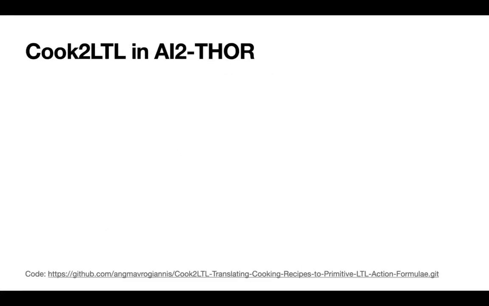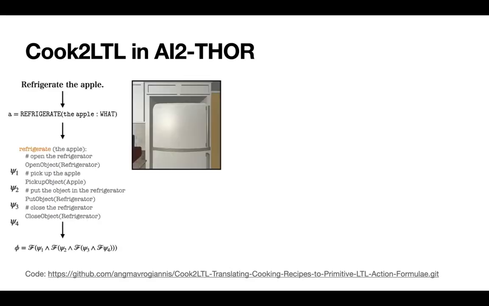We showcase our Cook2LTL system in a simulated AI2-THOR kitchen environment on a set of 4 simple cooking tasks. Here, we demonstrate the task of refrigerating an apple. We adapt the prompt, example functions, and the set of admissible actions to the environment and follow the pipeline that we described, which yields an action reduction policy and a formula phi consisting of subformulae psi1, psi2, psi3, and psi4.